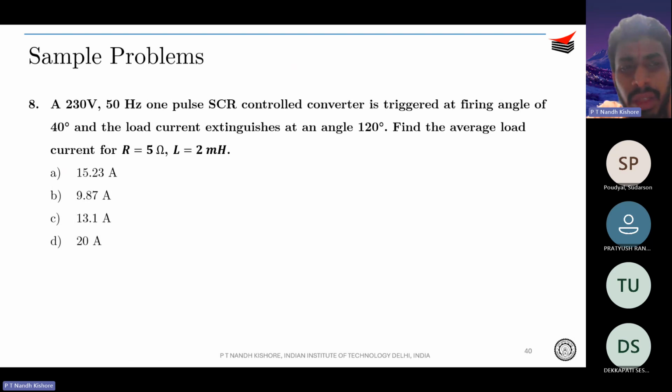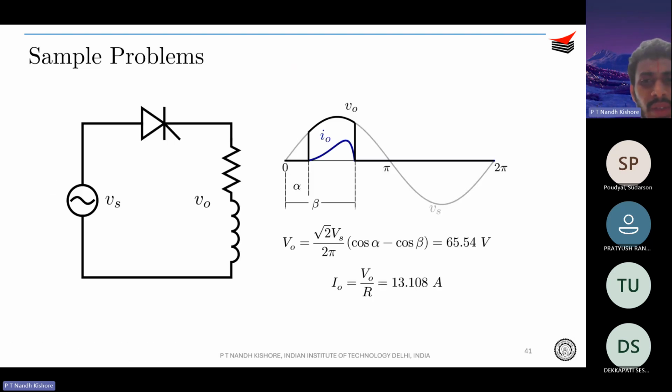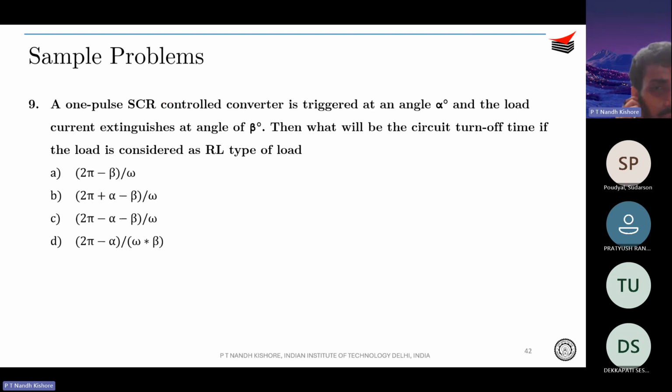Okay, so again, this is average load current computation, and the solution is also provided. Okay, so this is just HCR, a single phase, right? It's not even full bridge, it's only half wave. Okay, so the extinction angle is beta and this is alpha, so you can just find out. Okay, so it's again straightforward.